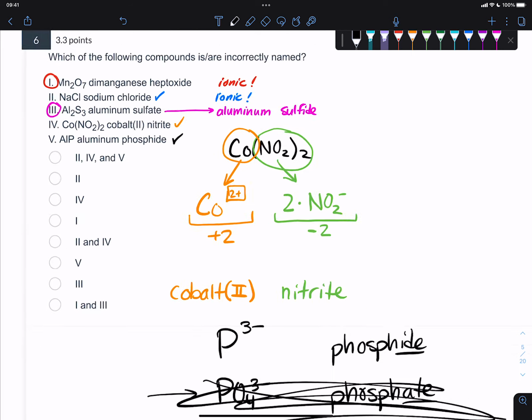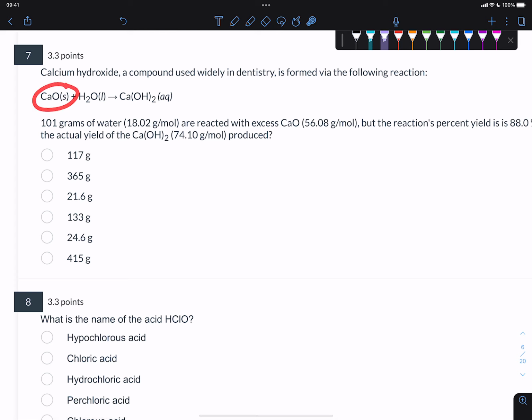This question says calcium hydroxide, which is the second thing, the last thing, sorry. Calcium hydroxide is a compound used in dentistry, and so on. Here's the reaction. You have 101 grams of water, and it reacts with excess calcium oxide, and it produces calcium hydroxide. But the percent yield of this reaction is 88%.